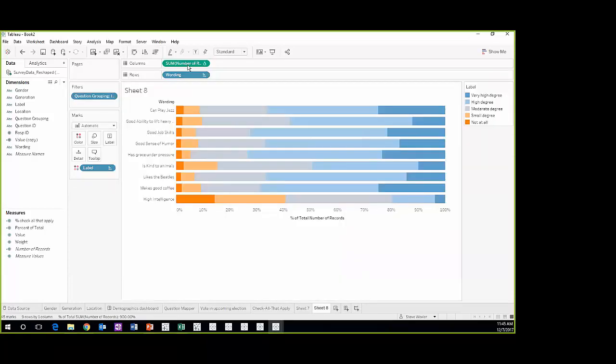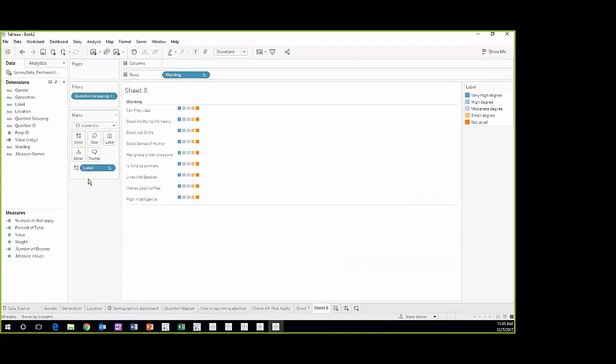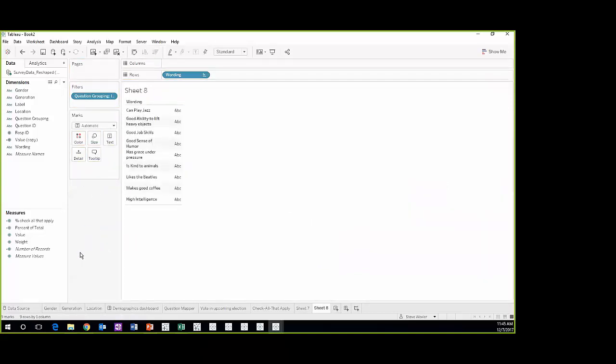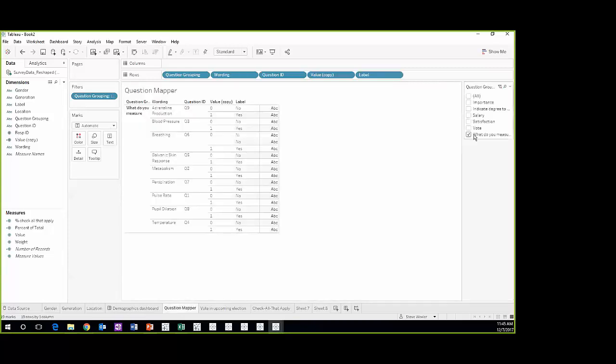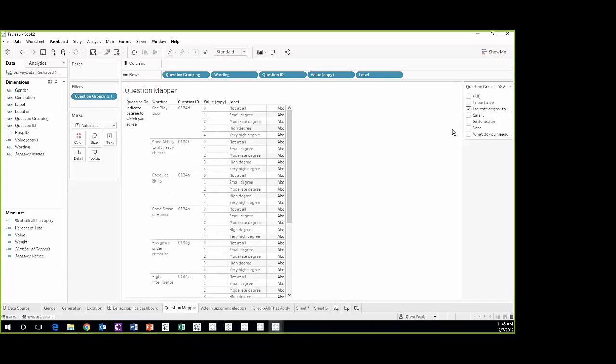Let me duplicate this sheet. Let me get rid of the number of records and label on this thing. So I want to show you how we can easily create a percent top 2 boxes, and then glean some pretty good insights from it. So if we go back to our question mapper and I indicate the degree to which you agree or disagree, the top 2 boxes, very high degree or high degree, are a 3 or a 4.